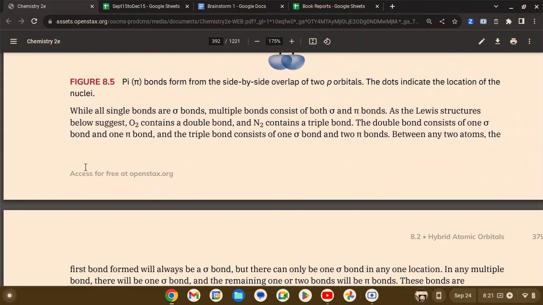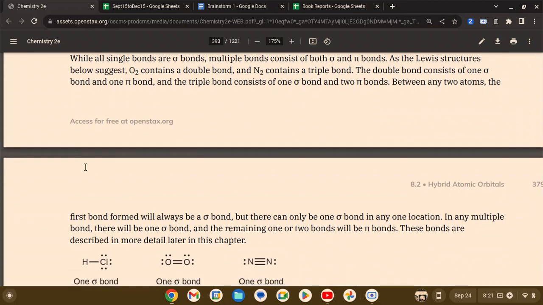While all single bonds are sigma bonds, multiple bonds consist of both sigma and pi bonds. As the Lewis structures below suggest, oxygen contains a double bond and nitrogen contains a triple bond. The double bond consists of one sigma bond and one pi bond, and the triple bond consists of one sigma bond and two pi bonds. Between any two atoms, the first bond formed will always be a sigma bond, but there can only be one sigma bond in any one location.